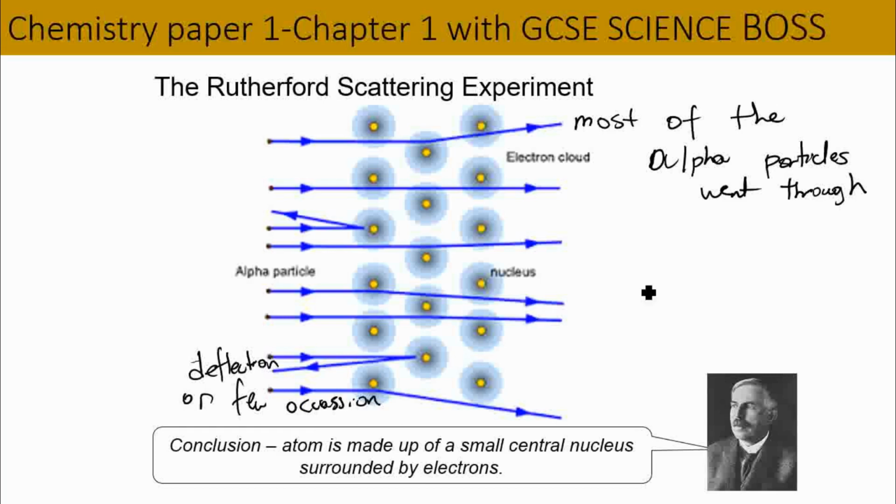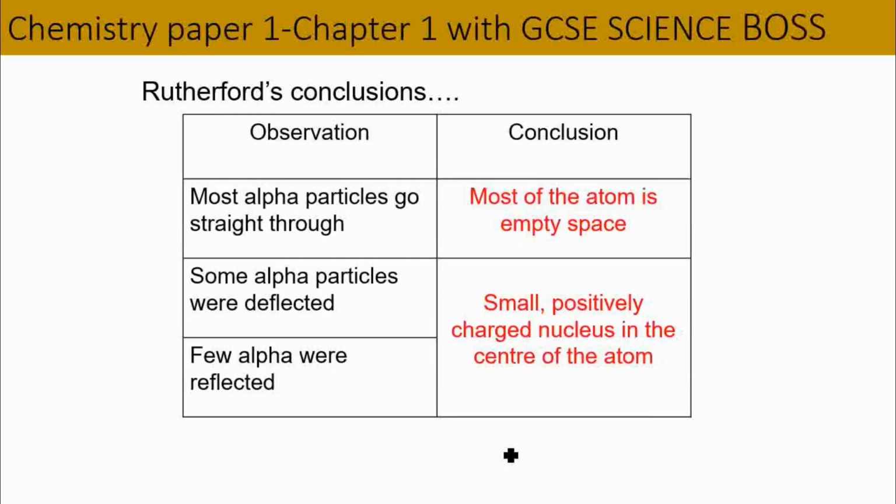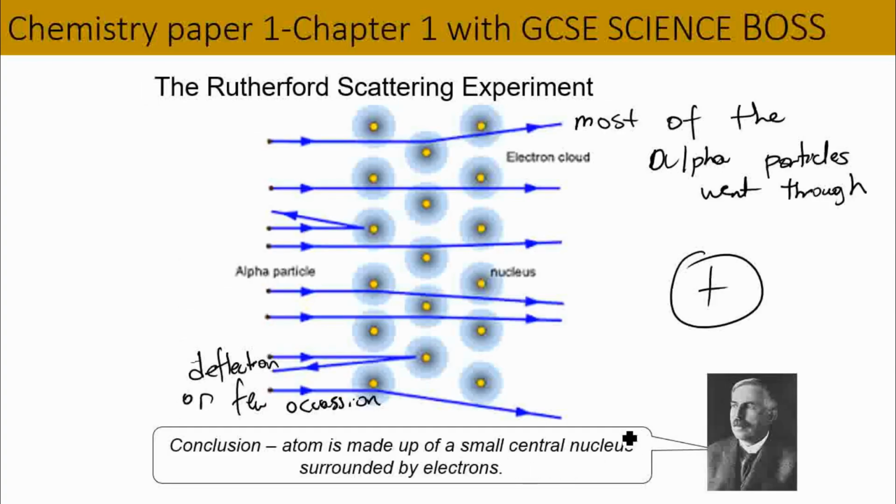Now, if we thought that the atom was a majority positive sphere, then most of the time the particles should be deflected. Based on this, we said that no, the atom doesn't look like this. What we think the atom looks like is that it is actually made up of a small positive space, looking just like that. It's just a small bit, not the majority of it. And we now think that the atom has a central nucleus.